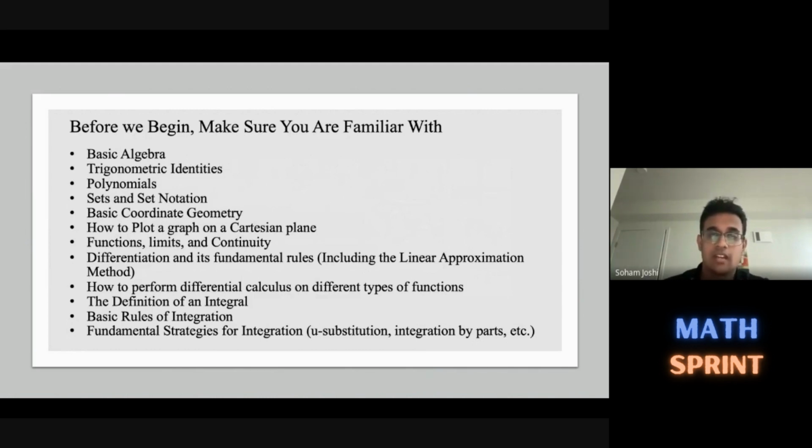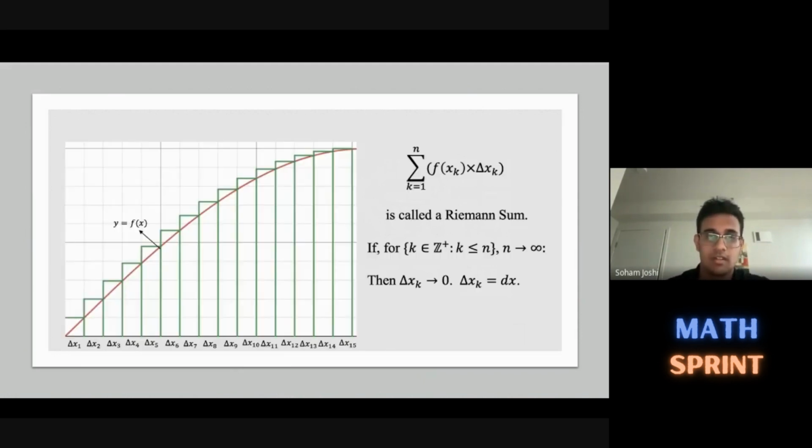Now, if you want to understand the fundamental strategies for integration, you can check out my previous video in this playlist, which covers things like U substitution, integration by parts, and other similar topics. Do note for this video, I'm only working with real numbers and not imaginary numbers.